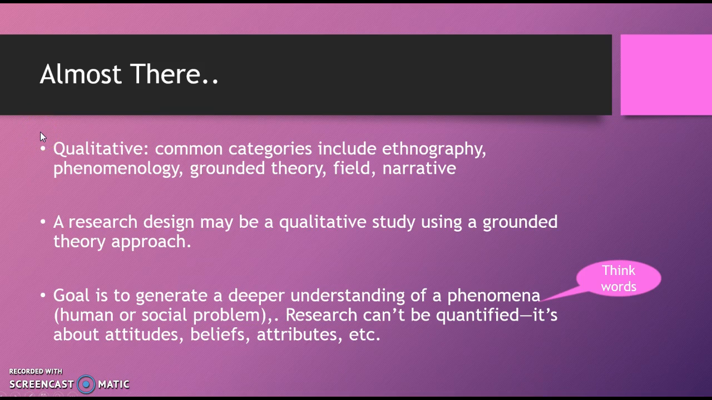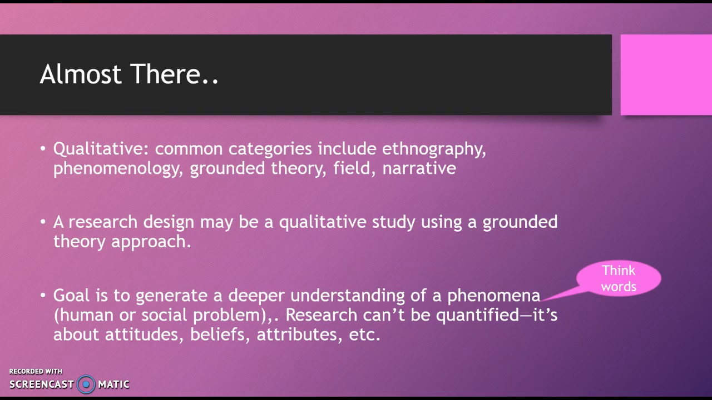Okay, qualitative studies, there are several different types, but the common categories are ethnography, phenomenology, grounded theory, field, and narrative. When you're writing in your evaluation table what type of research study it is, we want you to make sure you write qualitative with a grounded theory approach, or qualitative study with a phenomenological approach. And you should be able to see that. If they don't write that, which is highly unusual, then it's very hard for you to tell what approach they used.